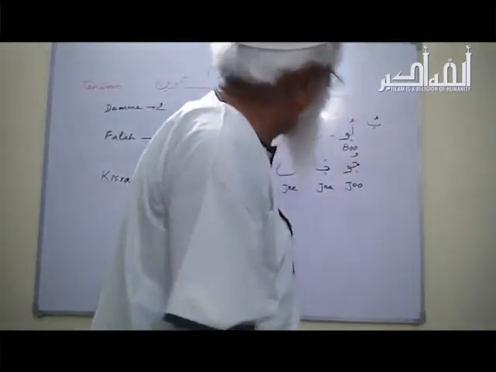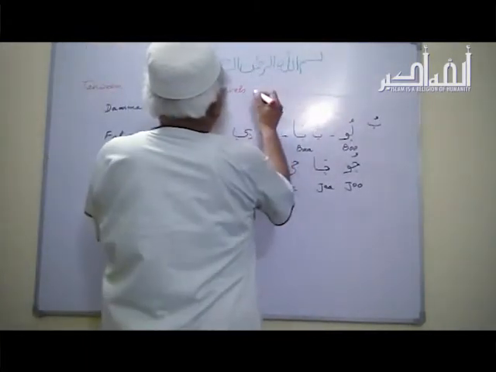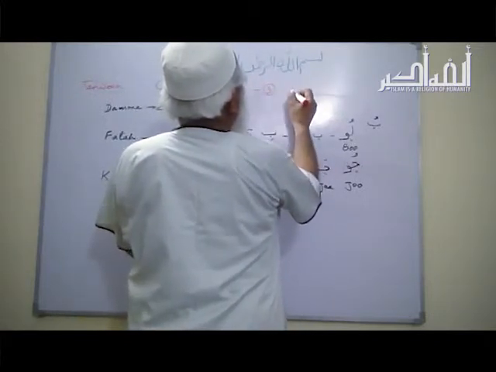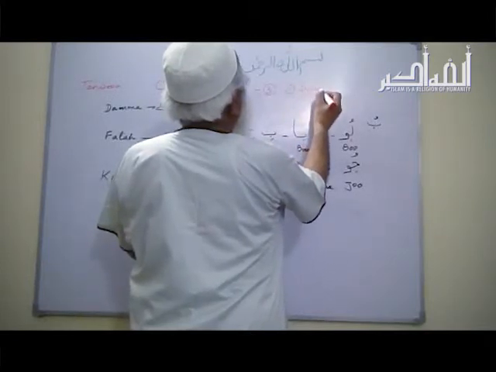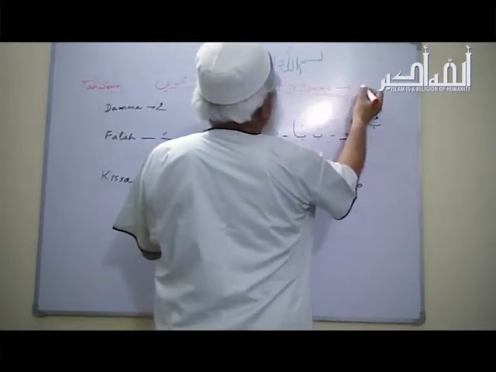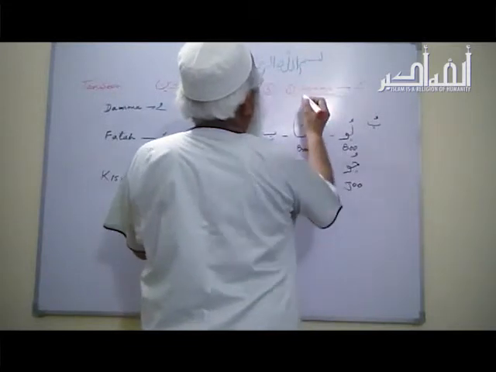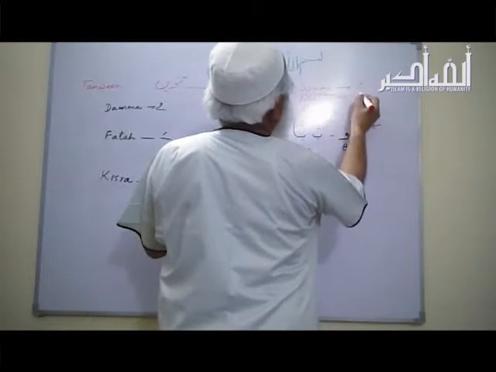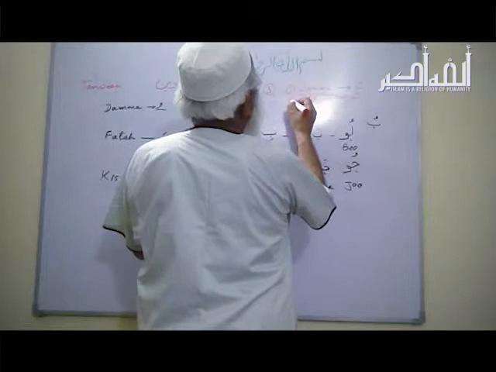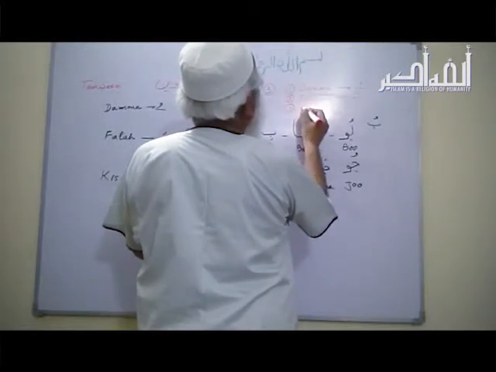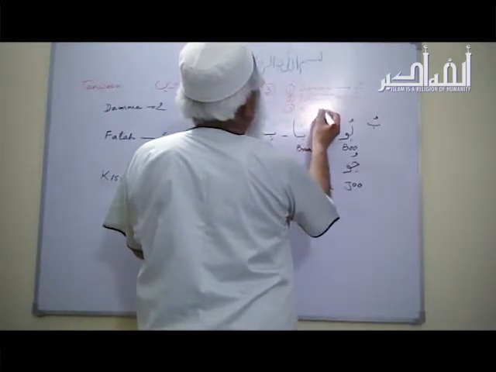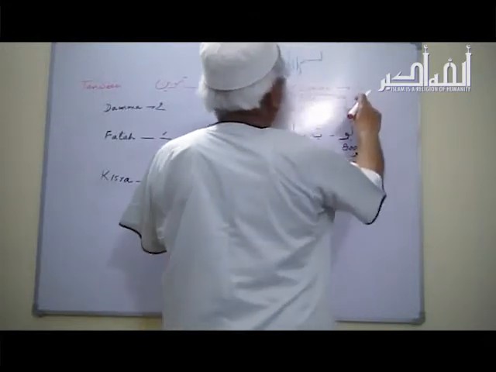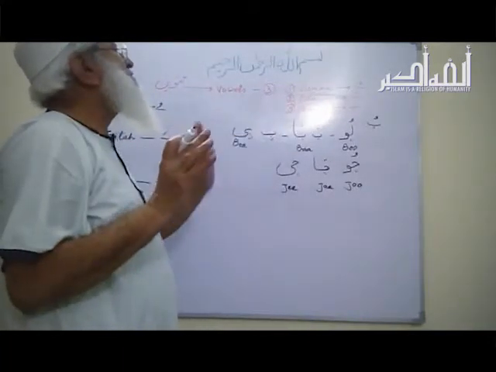So here I can write tanween also. There are three tanweens. One is Dhamma. It is written as this. Other is Fatah. It is written as this. And the third one is Kisra. It is written as this. So three things you have to remember, that these are the three tanweens in Arabic.